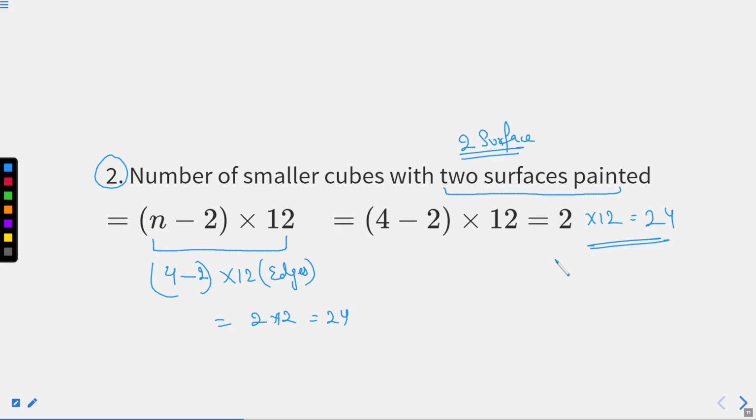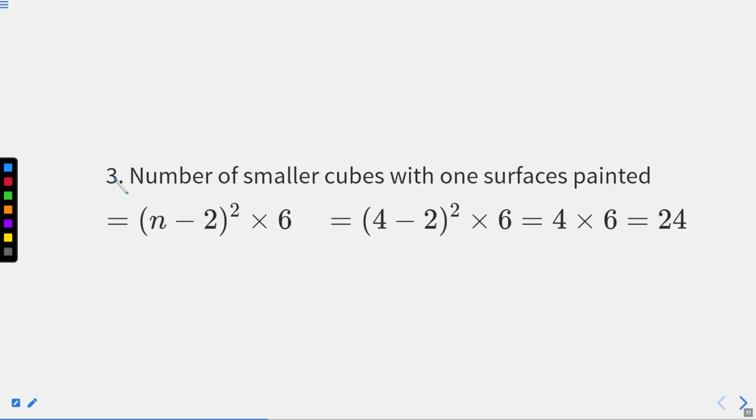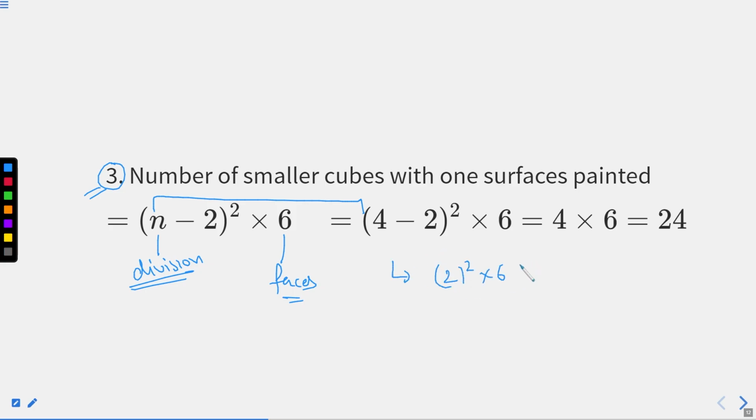Now what is going to be the third part? The cubes with only 1 surface painted. So the number of smaller cubes with 1 surface painted is (n minus 2) whole square multiplied by 6. 6 is the number of faces, and n is the division. Here n is 4, and 6 will remain 6. A step is missing here: this comes out to be 2 square multiplied by 6. Then 4 into 6 comes out to be 24.